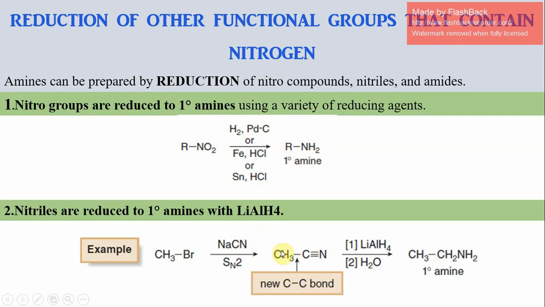And in another case, we are reducing the nitrogen containing functional group cyanide into amine. In this particular example, we are deriving a nitrile from an alkyl halide, methyl bromide. Methyl bromide on treatment with sodium cyanide ends with acetonitrile or methyl cyanide. This cyanide molecule, an organic nitrile, on reduction with lithium aluminum hydride followed by hydrolysis, we end with primary amine.